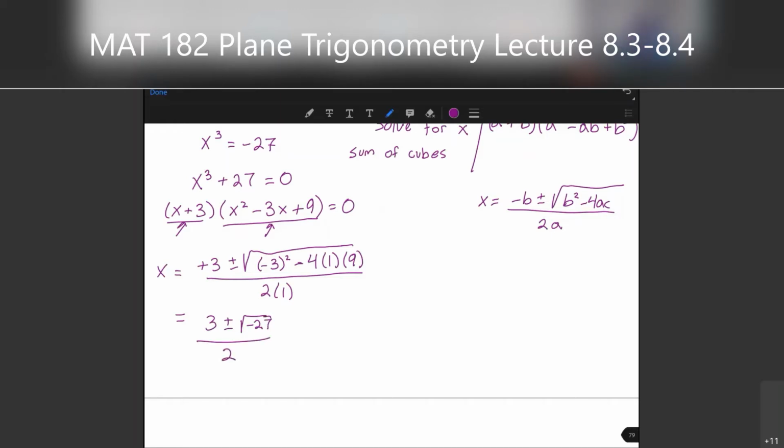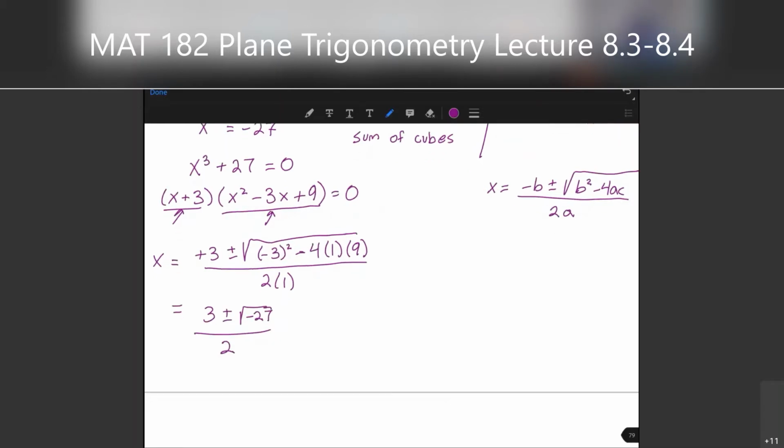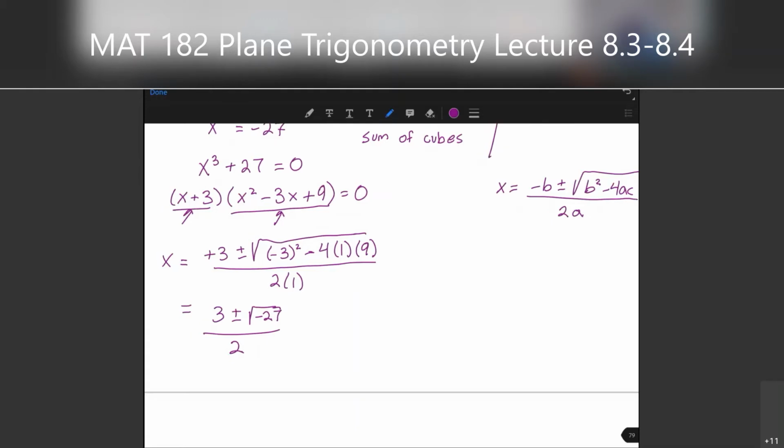If we summarize that square root of -27, if we use a little bit of algebra here, we can reduce that square root of -27. You'll find that that ends up being 3 plus or minus 3i square roots of 3. And then that's divided by 2.